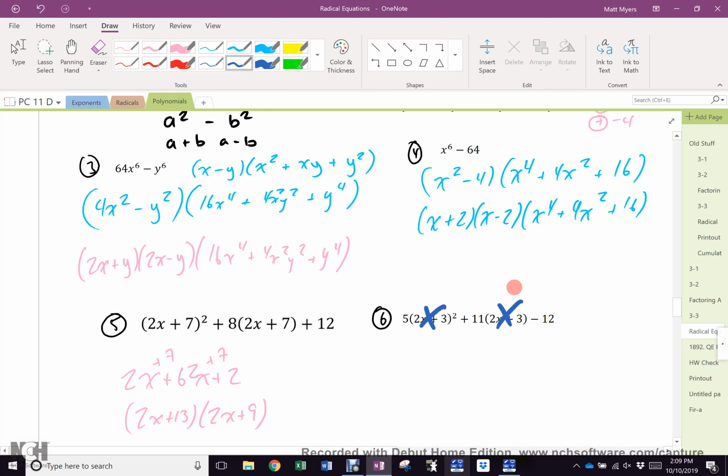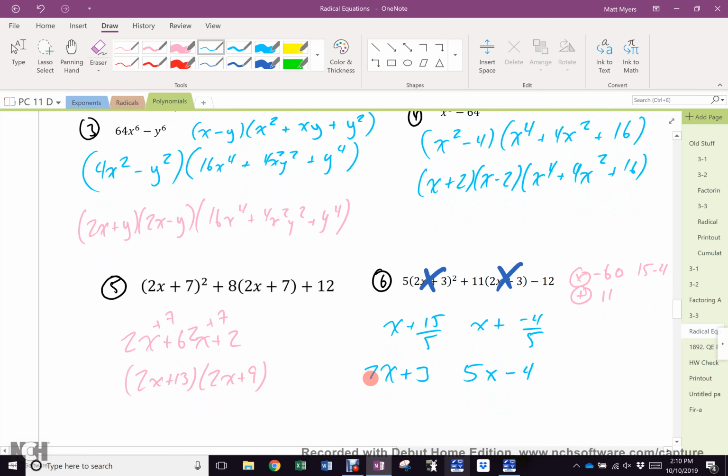Because this, of course, needs to multiply to negative 12 and multiply to negative 60 and add to 11. Of course you know it is 15 minus 4. So of course you know it is x plus 15 over 5 and x plus negative 4 over 5, which is x plus 3 and 5x minus 4.